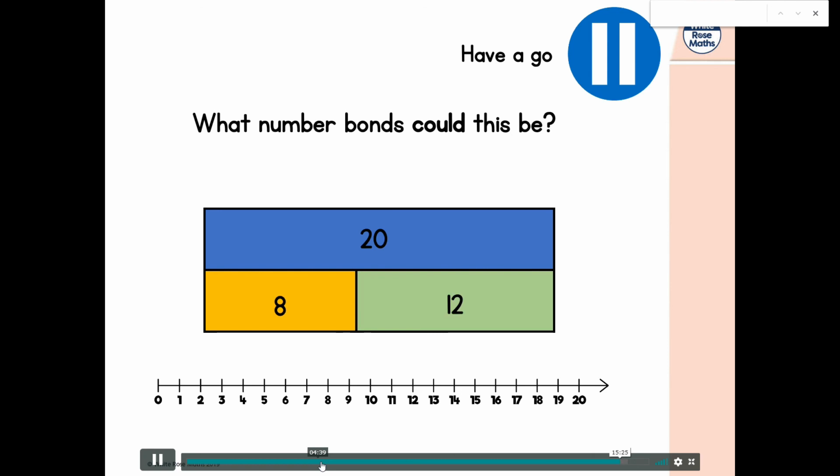Let's have a look. It could be 8 plus 12. It also could be 7 plus 13. But there are a lot of number bonds that wouldn't look right in here. For instance, if we said 1 and 19, or 0 and 20, because this bar model shows that there are two pieces, but they're quite big pieces. Is that what you were guessing? Interesting.